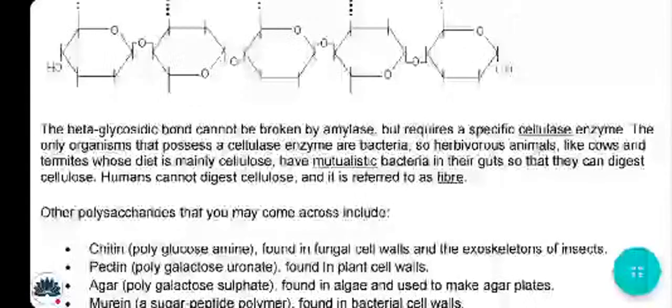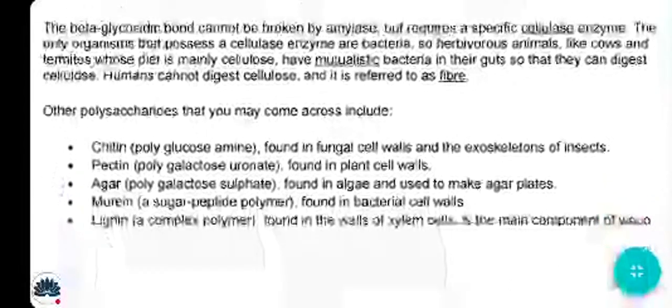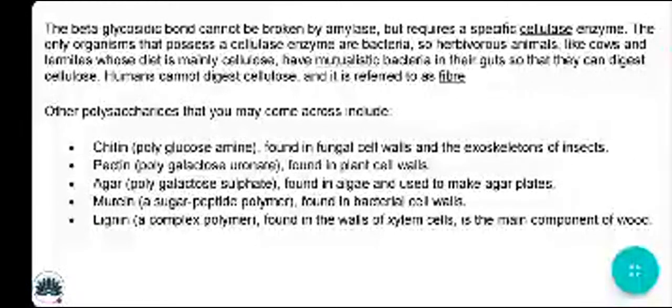The beta glycosidic bond can be broken down by a specific cellulase enzyme. The only organisms that possess a cellulase enzyme are bacteria. So herbivorous animals like cows and termites, whose diet is mainly cellulose, have mutualistic bacteria in their guts so that they can digest cellulose. Humans cannot digest cellulose, and it is referred to as fiber. Other polysaccharides that you come across include chitin, pectin, agar, murein, and lignin. Where they are found, you are required to just learn, and just pause the video to see it.